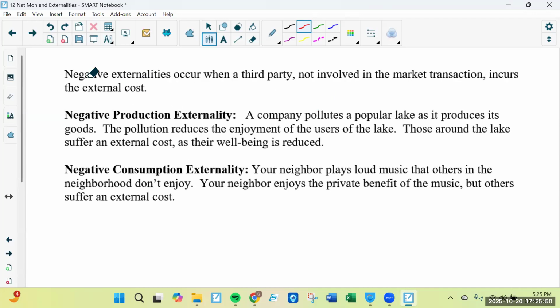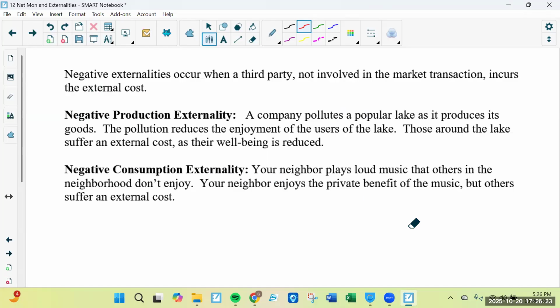Okay, so example, let's go with the negative ones first. Negative externalities occur when a third party that's not involved in the market transaction incurs an external cost. That's why it's a negative externality. It's negative because there's a cost associated with it. A negative production externality occurs because of the production of something. And the example I gave a few minutes ago, pollution. Pollution hurts other people, that's negative, right? And it's the production of the product that causes it, that makes it a negative production externality.